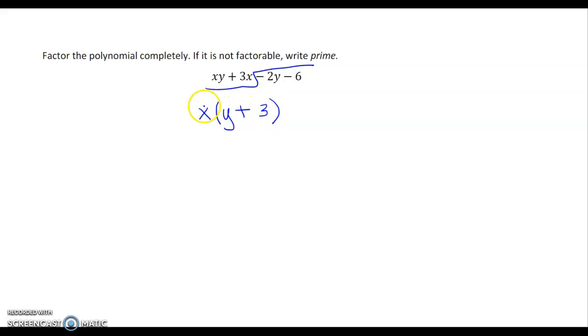Now if we want to check if that's right, I can distribute this x back through. If I multiplied that through, I'd get xy plus 3x. And so we can see we did that right.